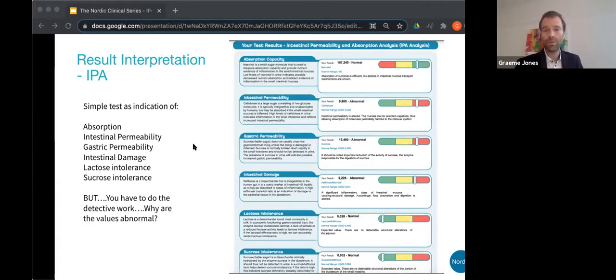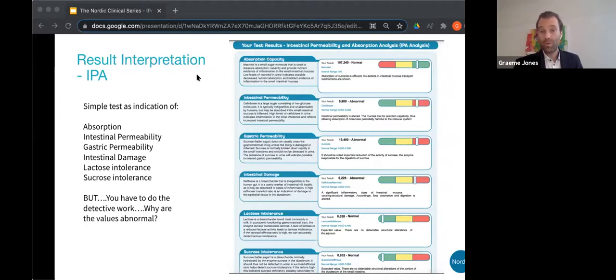Now, of course, some of these sugar molecules, if we take, for example, mannitol, then we want that in the absorption capacity box. We want that to be absorbed easily, and it shows that the mucosa is working well. Then we have something like intestinal permeability. So if we have high values here, this again is a sugar molecule that is typically indigestible. So it shouldn't have crossed the mucosa barrier. So again, something's inflamed there. We've got hyperpermeability going on.